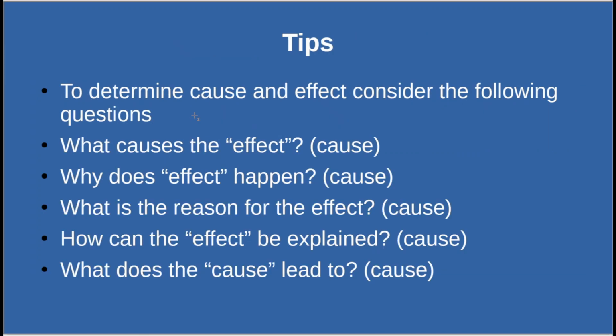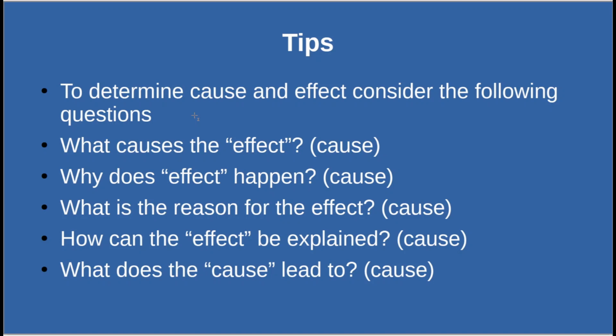So here are some questions. These are some special tips for the cause and effect writing pattern because it's a little bit trickier. If you want to determine the cause and the effect, consider the following questions. What causes the effect? Of course, this is assuming you know what the effect is. Why does the effect happen? Again, assuming you can identify the effect. What is the reason for the effect? Again, that's going to help you to identify the cause.